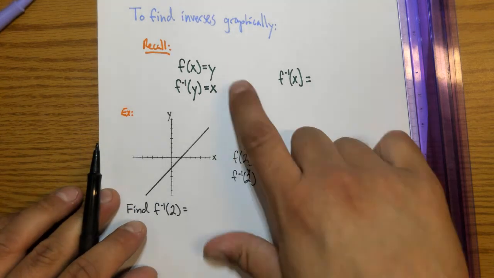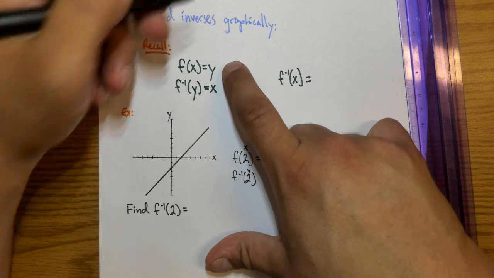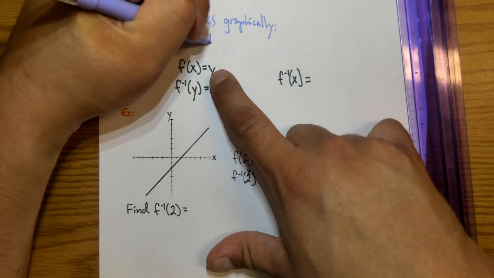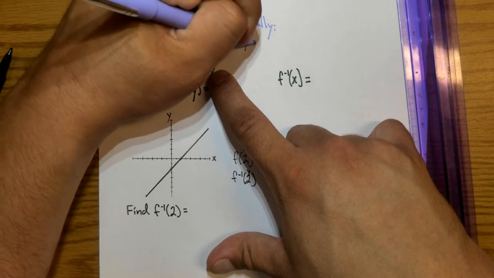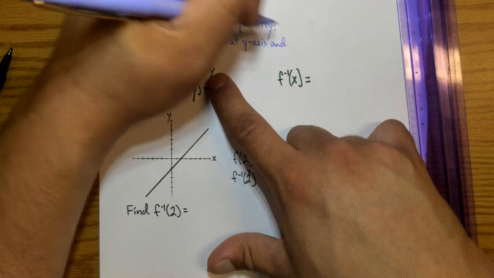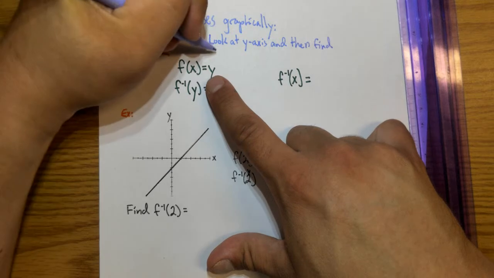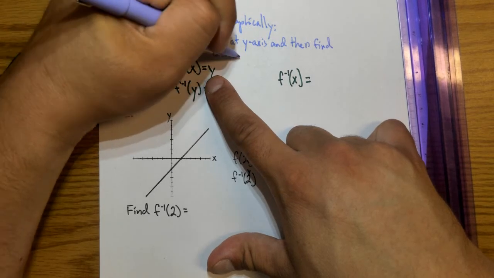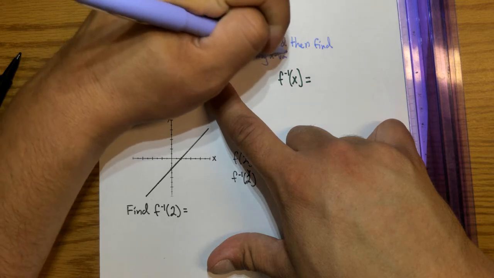So maybe we can write that up here. To find inverses graphically, look at y-axis and then find the corresponding x value.